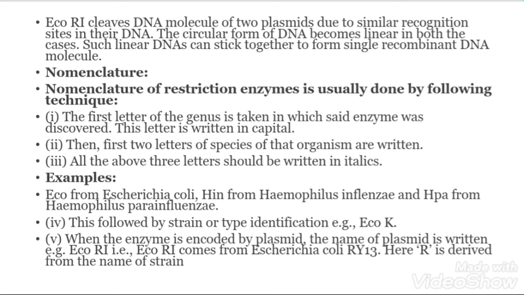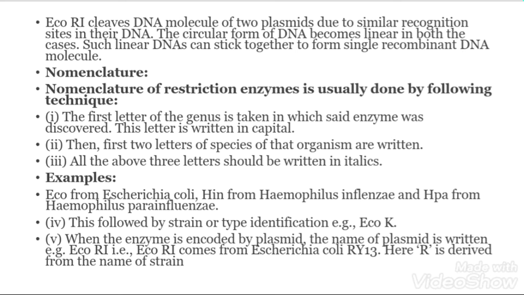Next, EcoRI cleaves the DNA molecules of two plasmids due to similar recognition sites in their DNA. The circular form of DNA becomes linear in both cases. Such linear DNA can stick together to form a single recombinant DNA molecule.